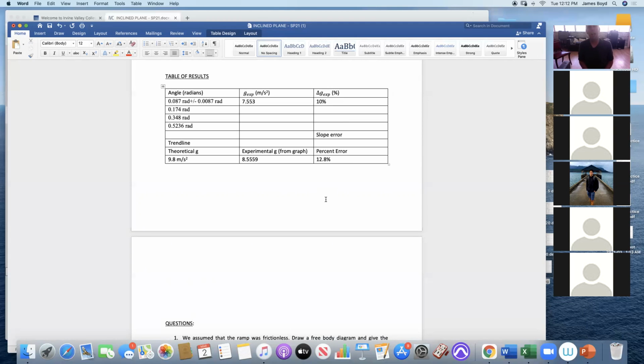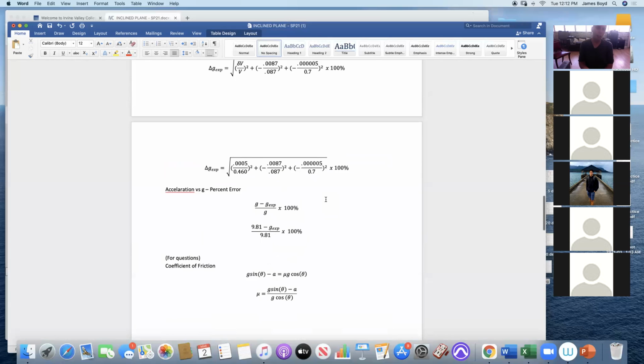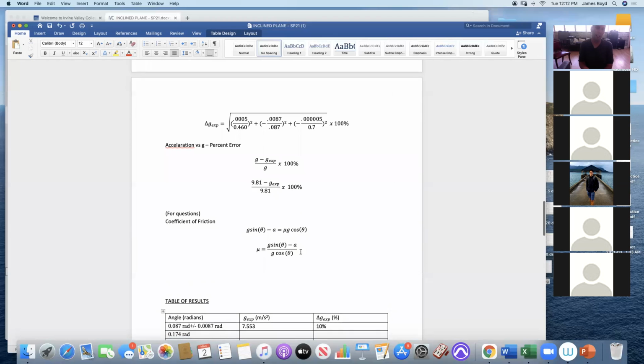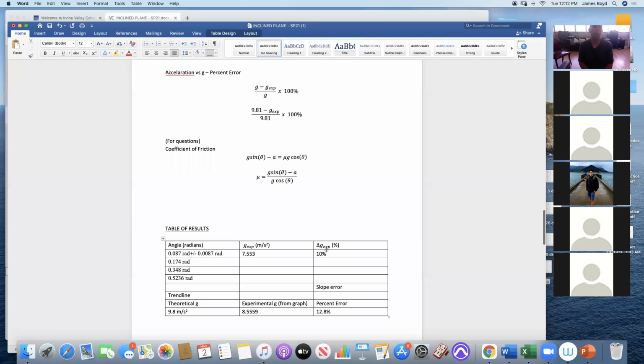But yeah, I don't think this lab's super hard. It's actually kind of fun. Everything's given to you. The friction part's a little weird, but it's all broken down here for you. And yeah, hopefully you guys have fun doing it.